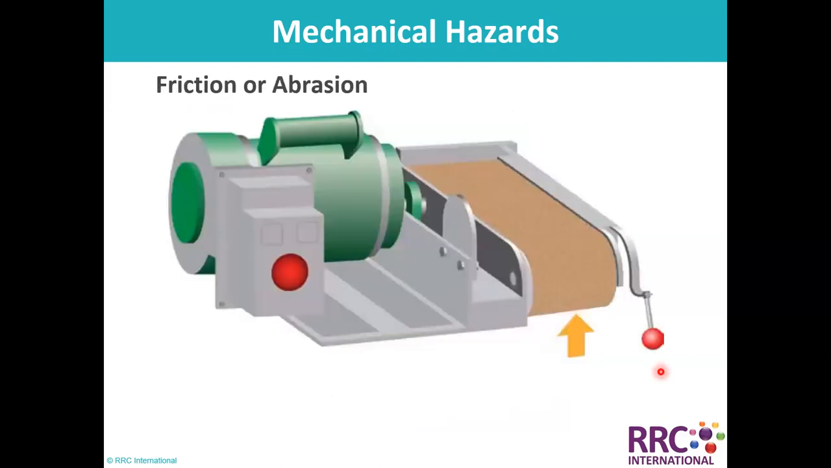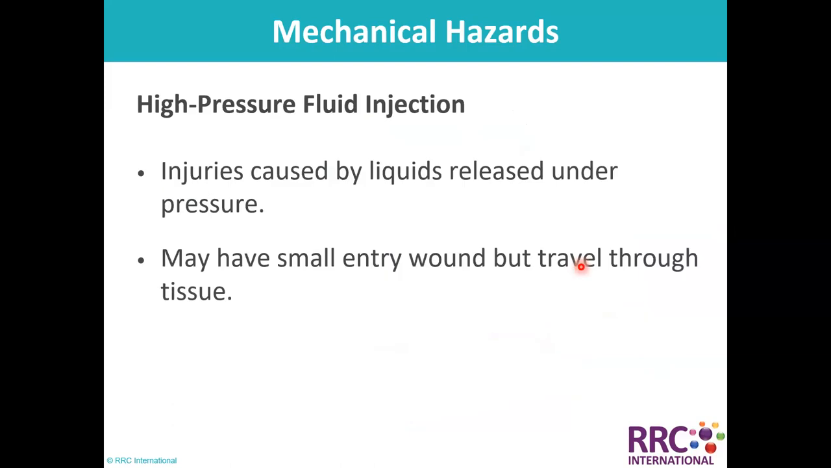Next is friction or abrasion. Friction or abrasion is when, for example, over here we have a moving part of the machine and your hand or any body part comes in contact, and because of the rough surface, you get some kind of injury on your body. This is what we call friction or abrasion.